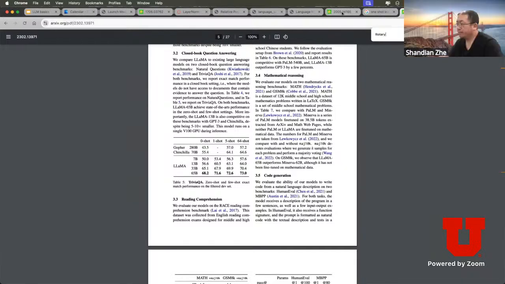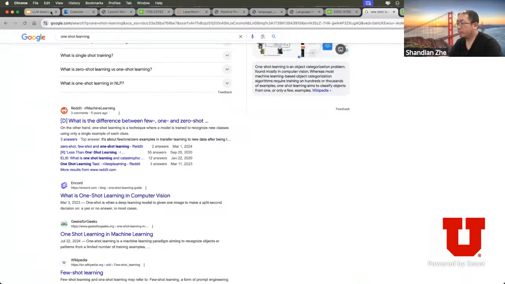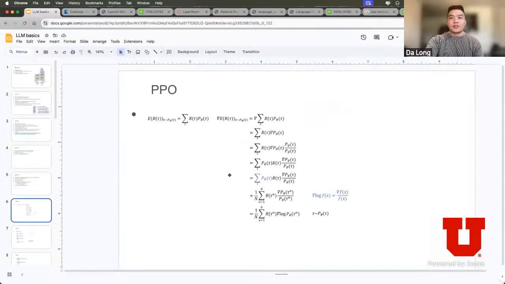Okay. And then I will introduce PPO, which is the most frequently used reinforcement learning technique. This one is also used in DeepSeek. So I will go over this one.